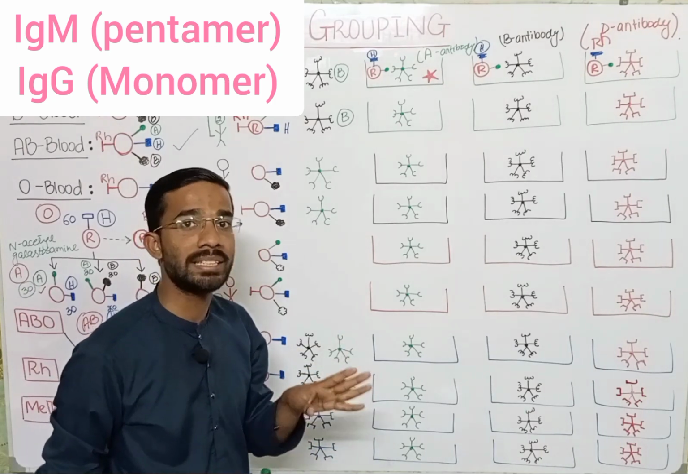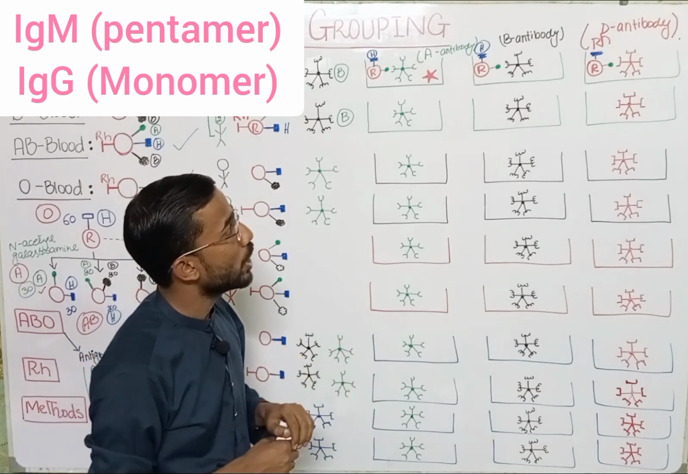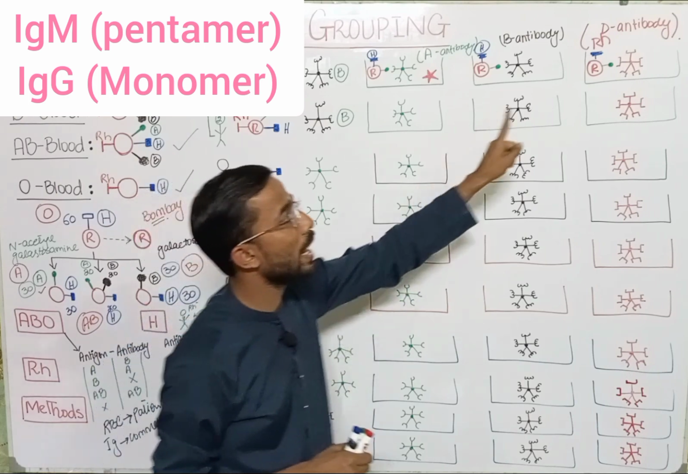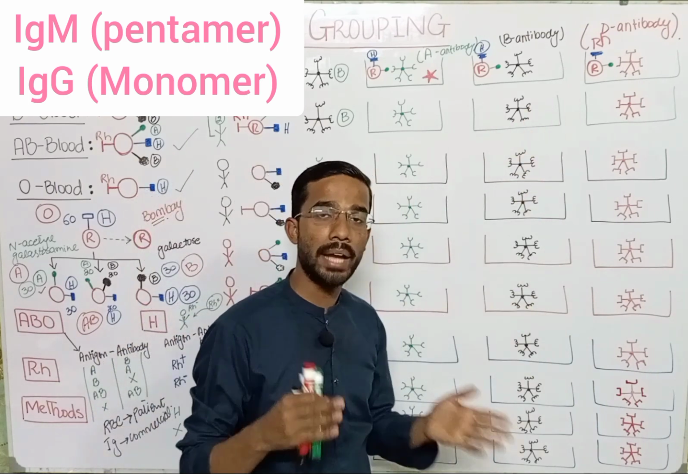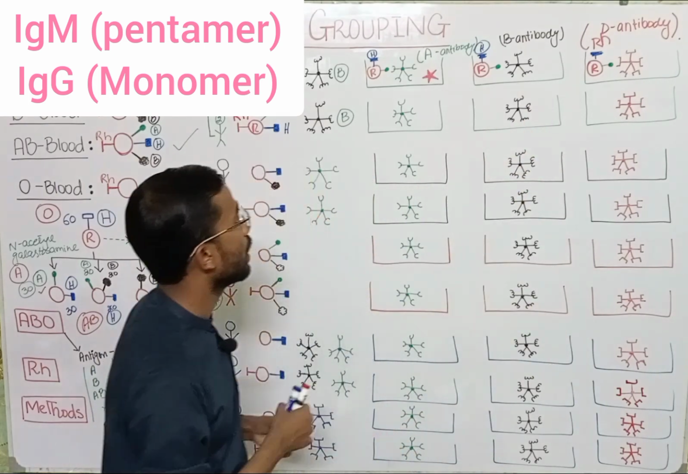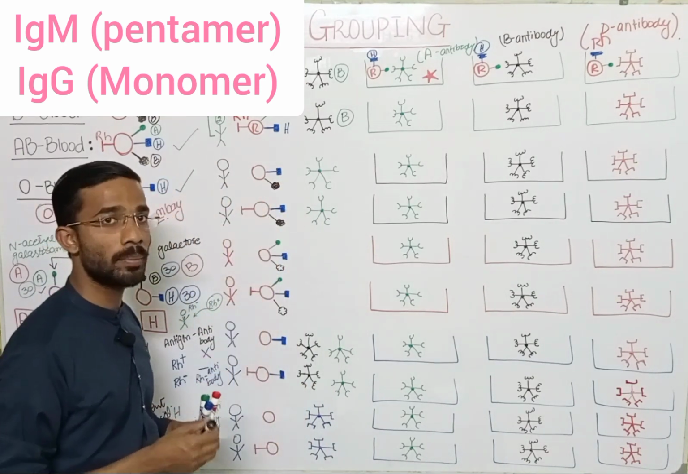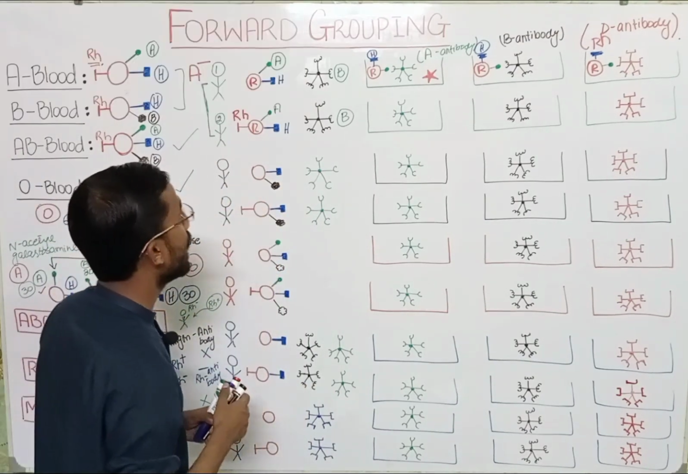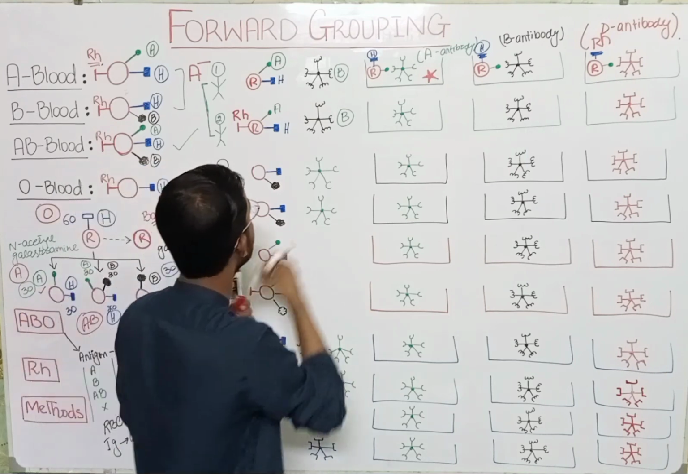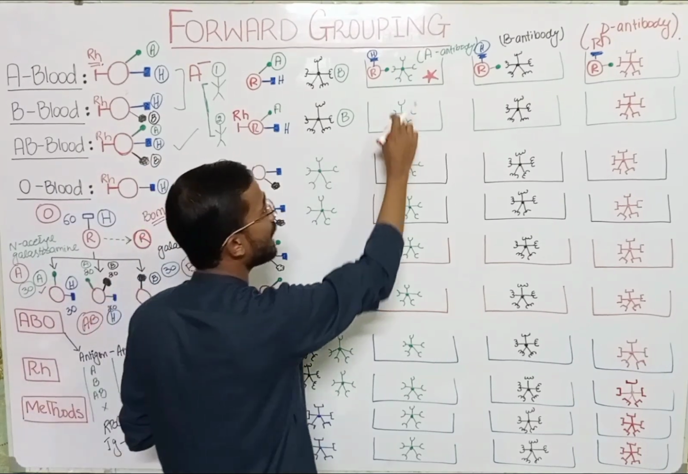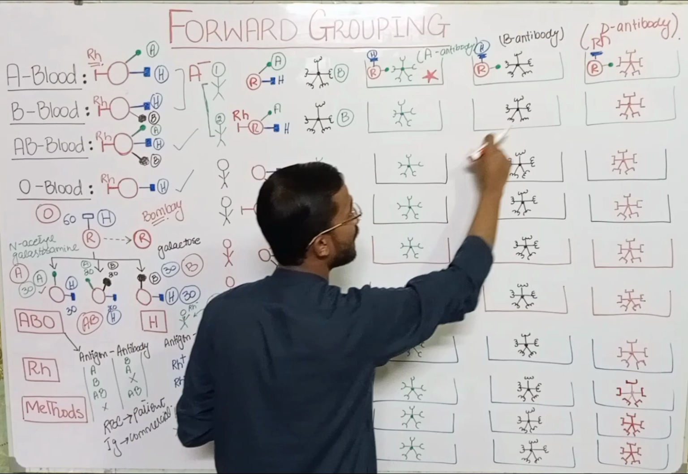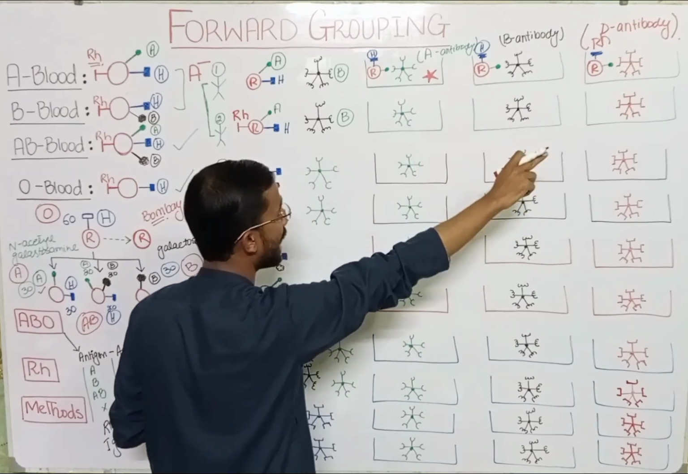Pentameric form antibodies can cause agglutination. And you also see that Rh antigen can also exist in IgG form, but can also be present in the IgM form. And if I see that, I also add the A antibody, B and Rh, or you can say D antibodies.